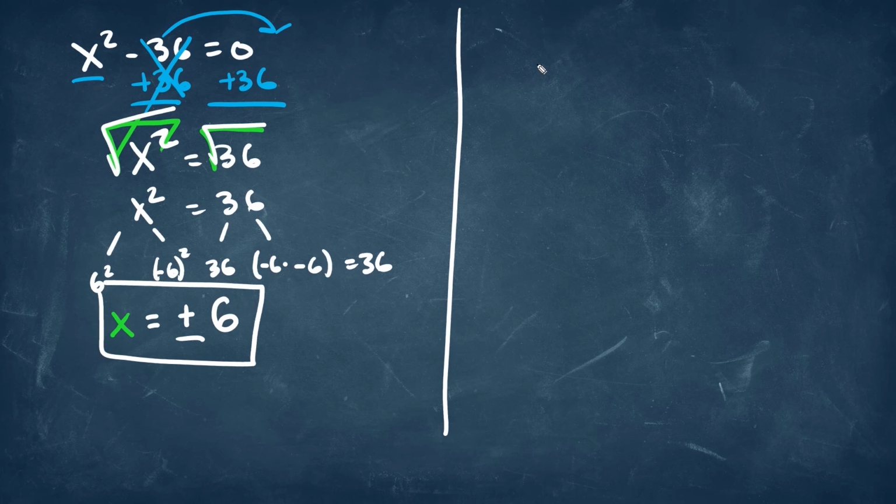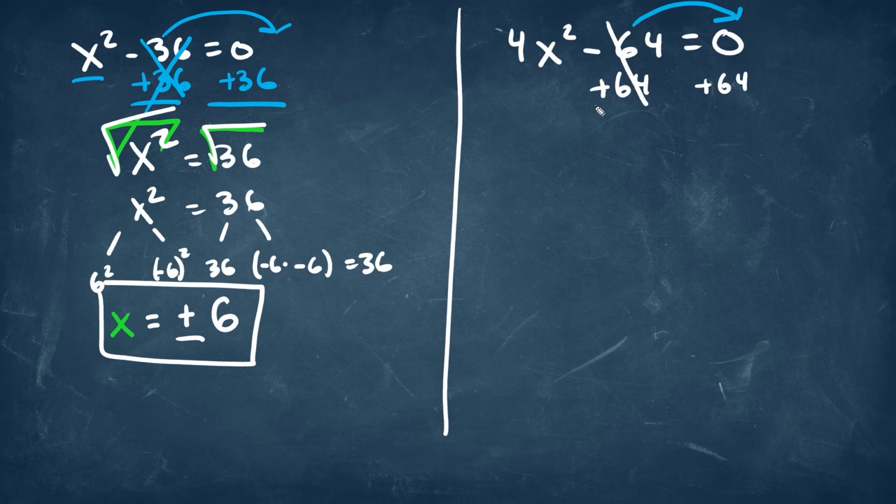We'll take a look at another example of this. We're going to have 4x squared minus 64 is equal to 0. And we'll follow the same steps. We always want to have our numbers on one side and our letters on the other. So we're going to add 64 on this side, and we'll add 64 on this side. This is going to cancel out, so now we're going to be left with 4x squared is equal to 64.